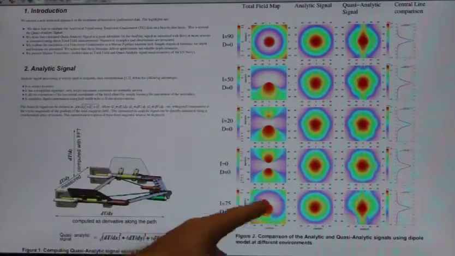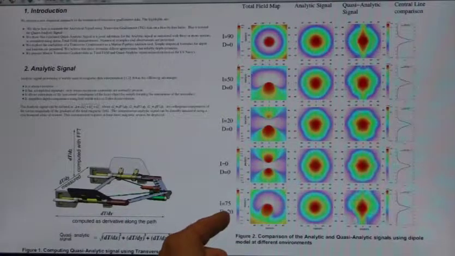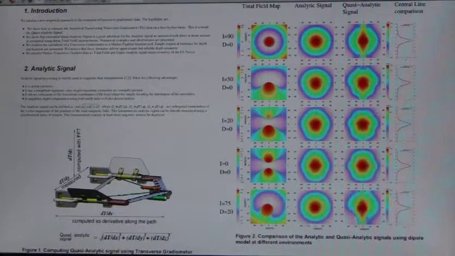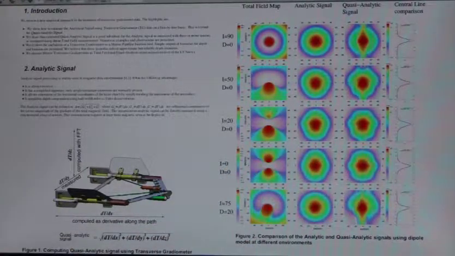We see that as the field is tilted due to a declination of the Earth's magnetic field, we do get a slightly distorted effect in the quasi-analytic signal. However, we still would pick this as a target, and it would still be presented on the map as a clear target for our analysis.